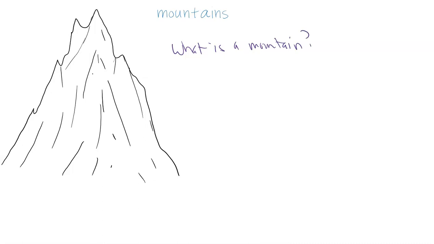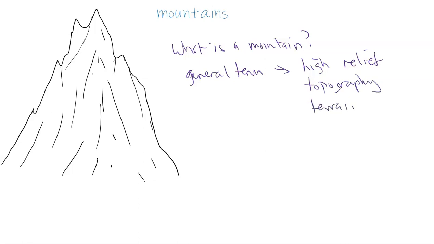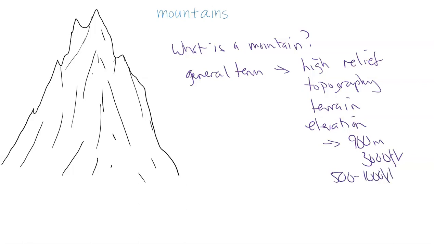All right, so what is a mountain? That is a general term given to an area of consistently high relief, of a certain topography and terrain, but has a certain elevation that is consistently over 900 meters or 3,000 feet. Some articles say only between 500 to 1,000 feet is required for a mountainous area, but in general terms, it is going to be 3,000 feet.